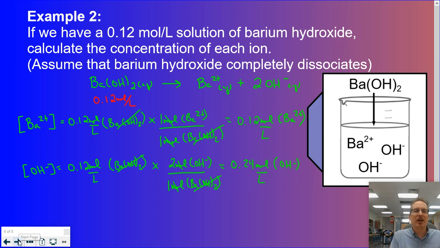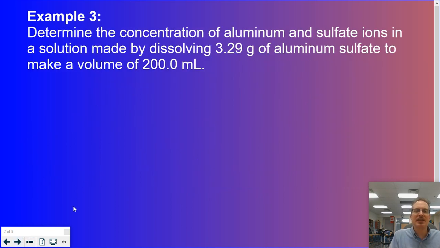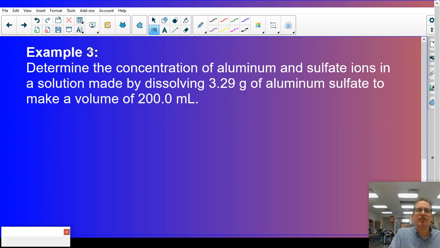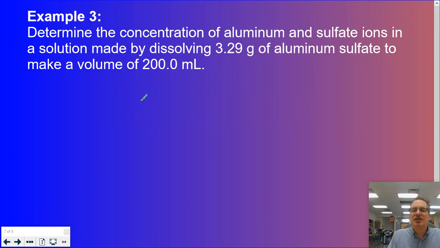Okay. What I want us to do is try example number 3. Now, I'm going to go back and grab my pen color here. I got my green, beautiful. Okay, example number 3. Determine the concentration of aluminum and sulfate ions in a solution made by dissolving 3.29 grams of aluminum sulfate. So let's look up aluminum sulfate.